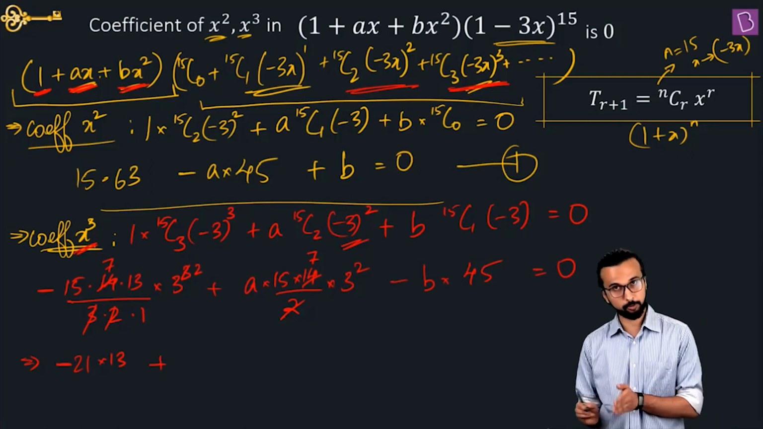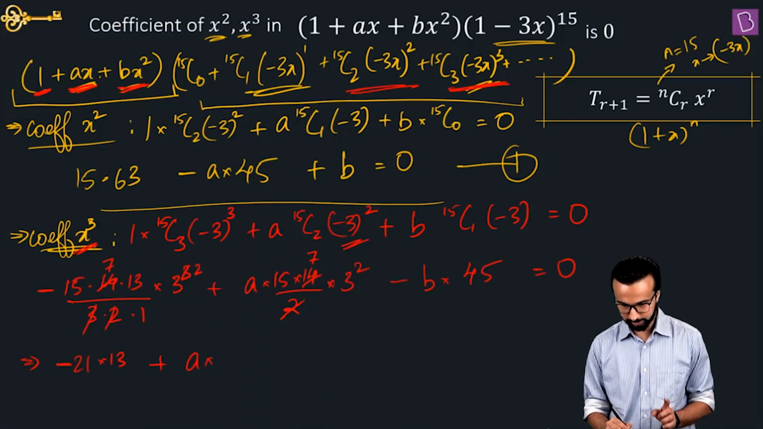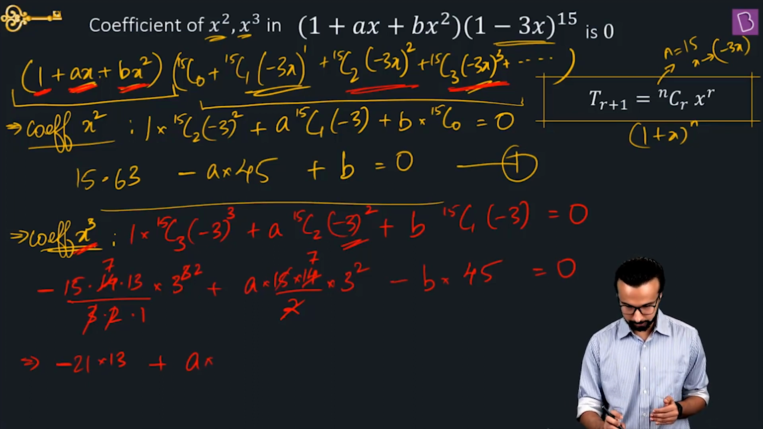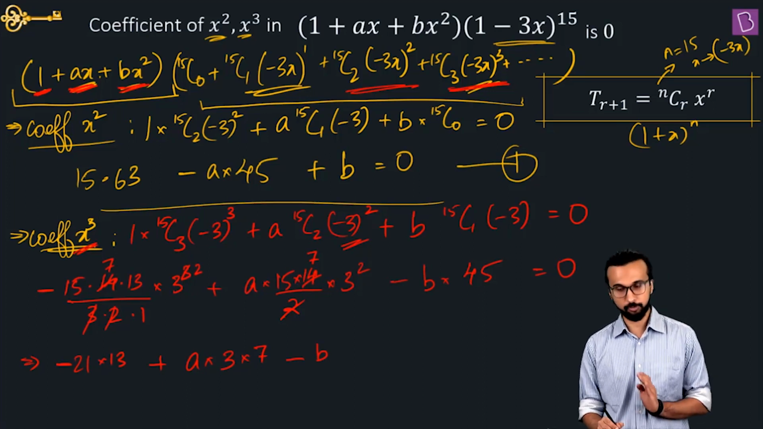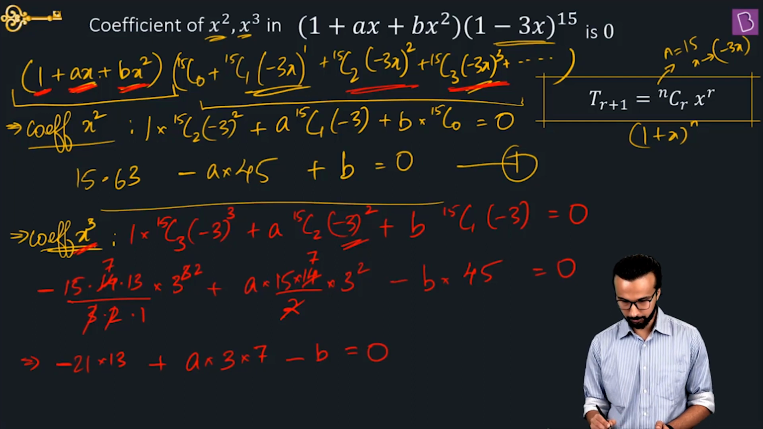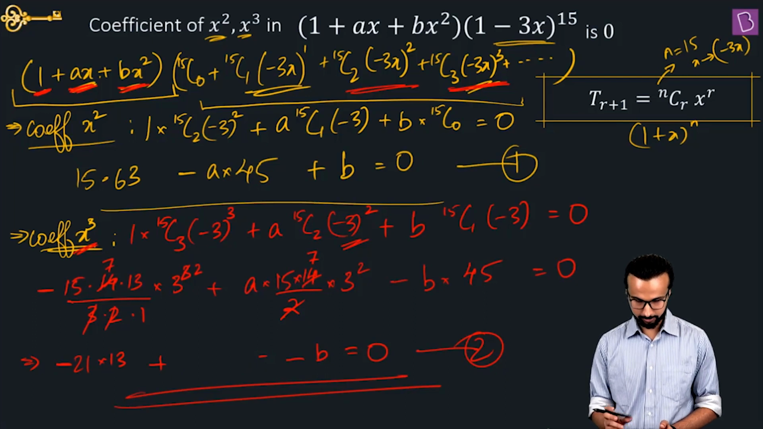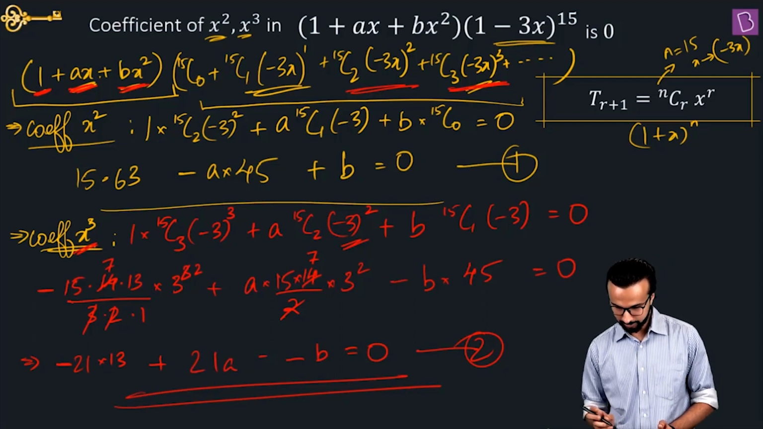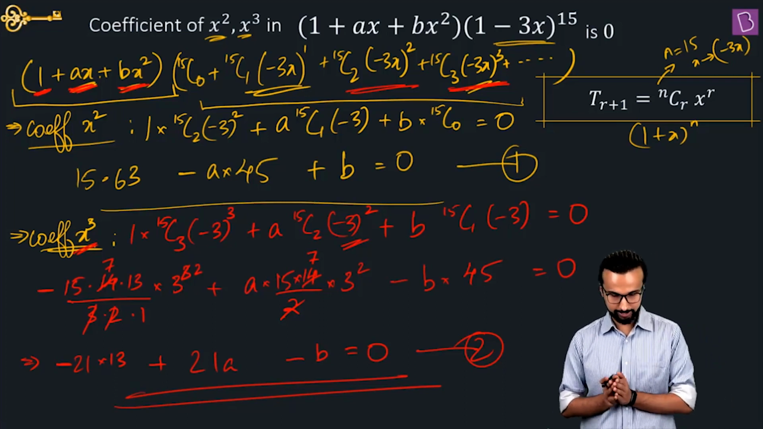Now, the second part: I remove 15 and 3. Don't forget. Into 15? No, 15 is not there because I'm removing 15. I'm removing a 3 as well. So 15 goes and 3 squared goes and becomes 3 power 1. So 15 goes, 3 power 1 remains, 7 remains, and that's it. Minus b into, I removed 15 and 3, that's why 45 will also go here. This is my second equation. So this can be written as 21a minus b.